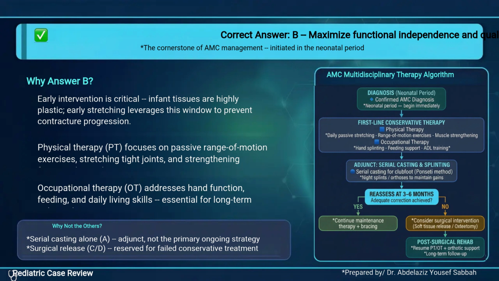The multidisciplinary therapy algorithm follows: diagnosis in the neonatal period, followed by first-line conservative therapy with physical and occupational therapy, then adjunct serial casting and splinting, reassessment at 3 to 6 months, and surgical intervention only if adequate correction is not achieved. Serial casting alone is an adjunct, not the primary ongoing strategy. Surgical release is reserved for failed conservative treatment.